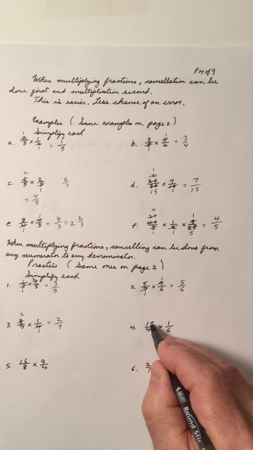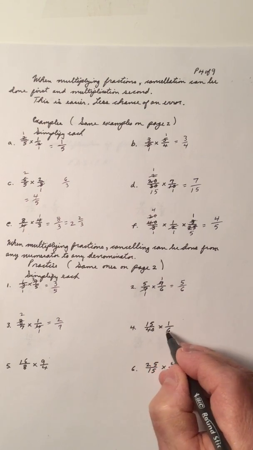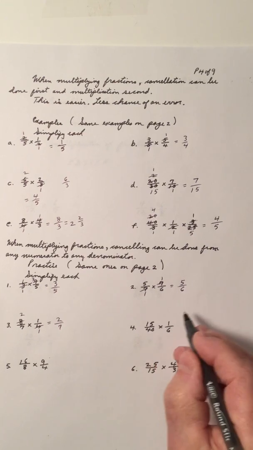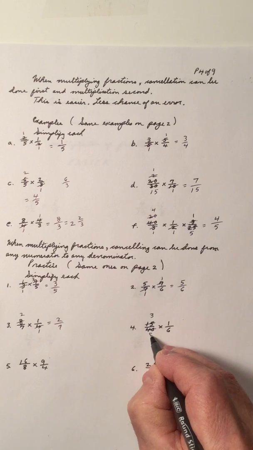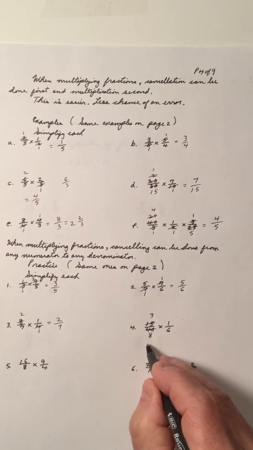I can go with the 5, top and bottom here, or I can go with the 3 here. Your choice. 5 into 15 goes 3. 5 into 40 goes 8. I'm selecting to do this first.